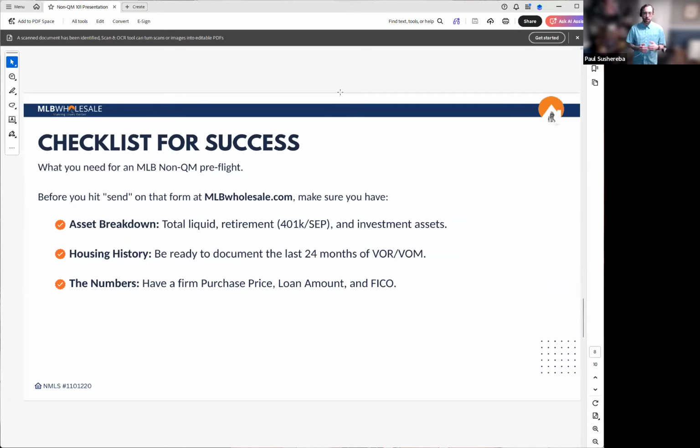Checklist for success. Before you hit that send button, make sure that you've got a breakdown of your assets, right? You're sending us a scenario. Make sure we know the assets. Make sure we've got a good housing history. We don't require 24 months on non-QM. We require 12 on every loan. However, 24 months can improve your pricing, and it can help strengthen what would be a weaker scenario otherwise.